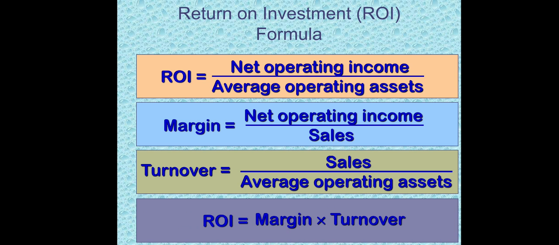ROI also can be calculated using this formula. ROI can be calculated as margin times turnover. So what is margin? See the second box, the blue box. Margin is equal to net operating income divided by sales. Turnover is in the gray or the brown box. Turnover equals sales divided by average operating asset. So that's it.